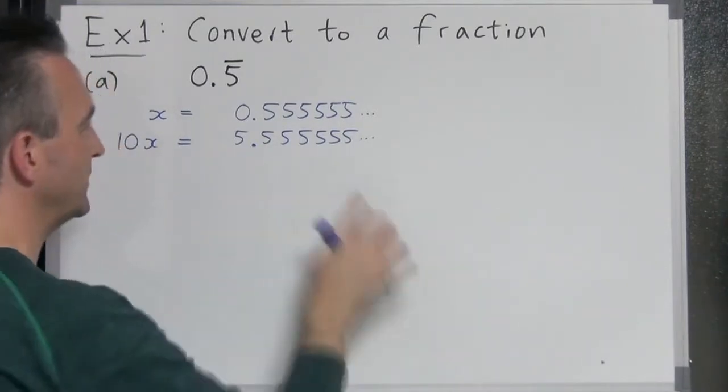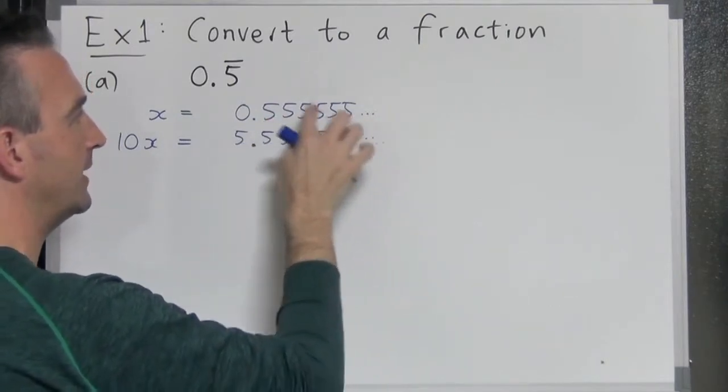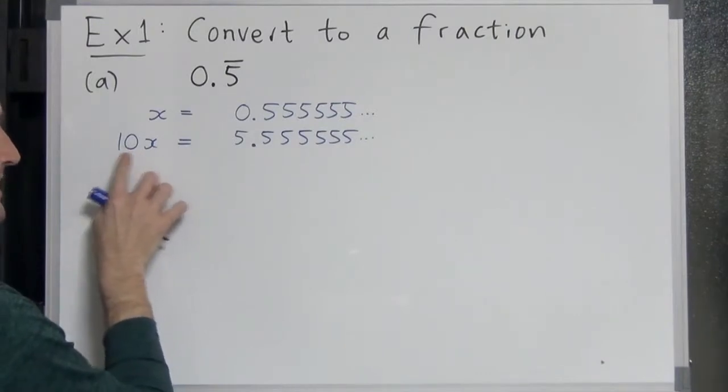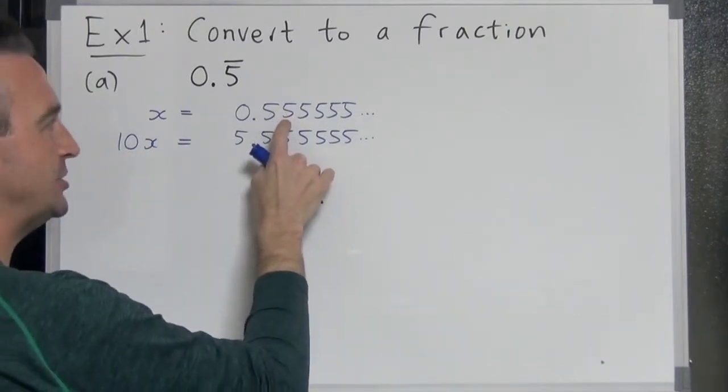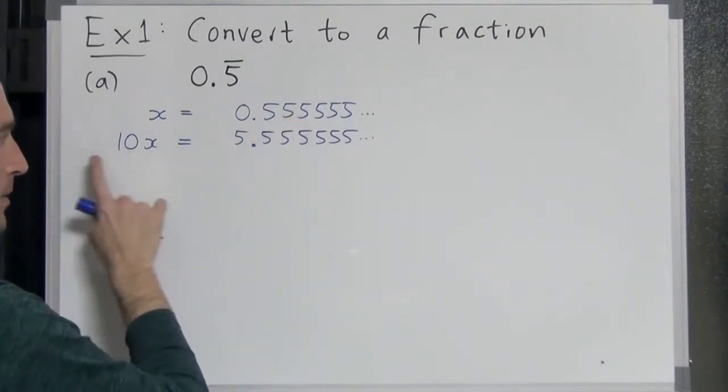Why did I multiply it by 10? Well, the trick is, if you have one digit that's repeating, like we do here, only the 5 is being repeated. The number of digits that are being repeated should match the number of zeros in this number. So we've got one repeating digit here, 1 0 over here. One repeating digit, 1 0. So I multiply by 10.